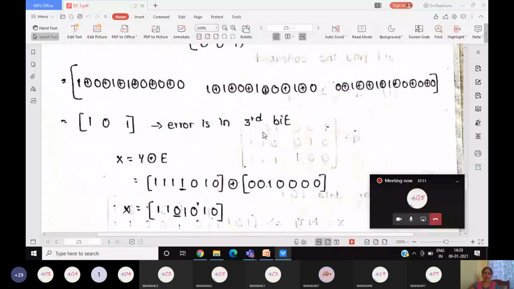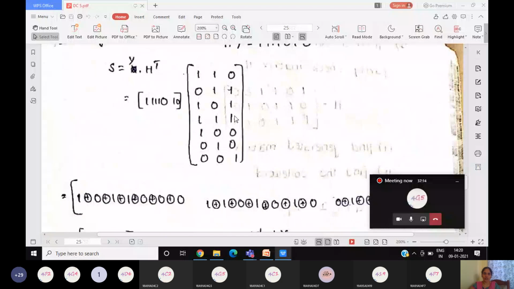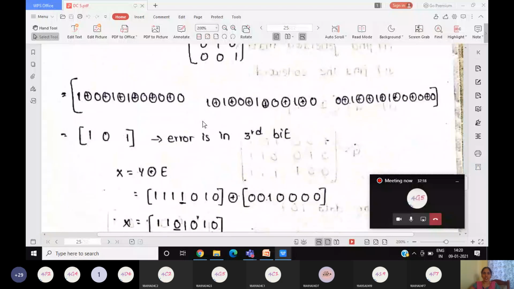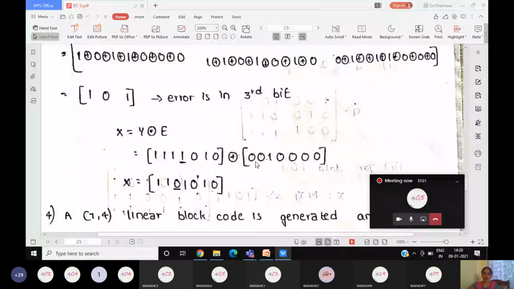So the error is in the third bit. Here the syndrome is 101, so it is in the third position. Out of 7 bits, the third bit from the MSB is the error, so 001 and all zeros. Instead, in the received code word, if you have an error in the third bit, and you take the XOR of these two, the error is not in the fourth bit, it is in the third bit. So instead of 1, you will get 0. Here the student has mentioned the fourth bit, but the error is in the third bit. So underline it here. So 11011010. That's why X is Y XOR E.